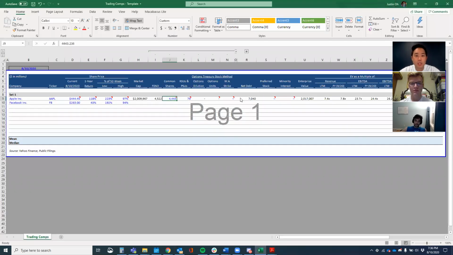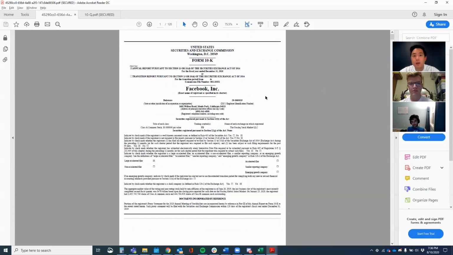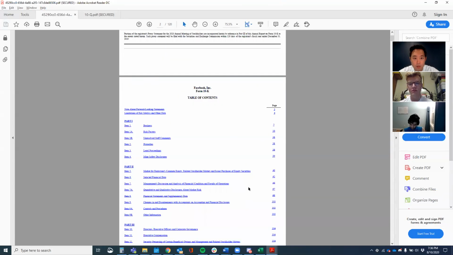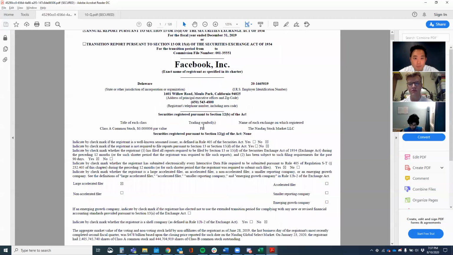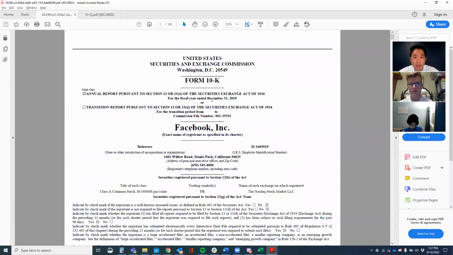Okay, so common shares outstanding, it's not going to be in the 10K because we want the latest number here, right? Because this 10K was filed as of December 31st, 2019, which is obviously 8 months stale.